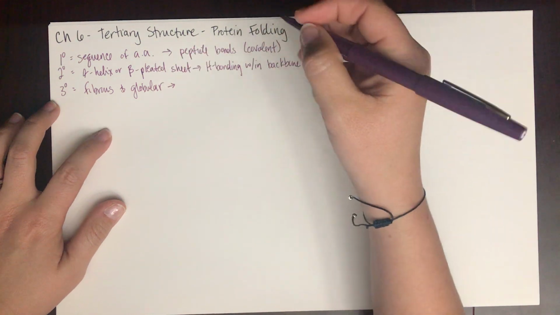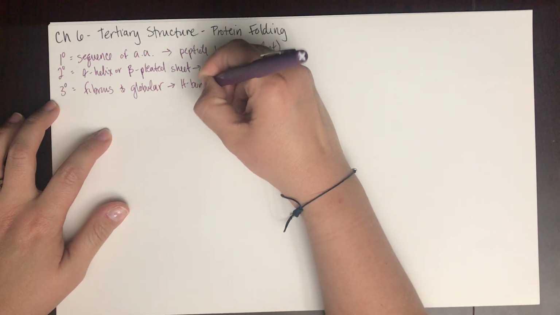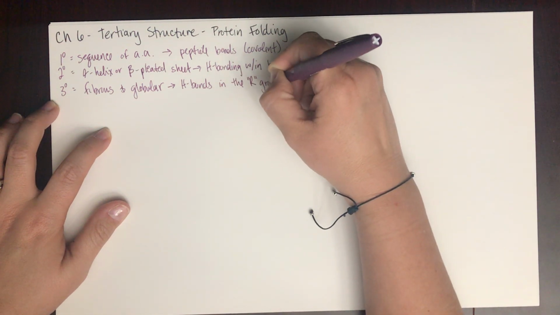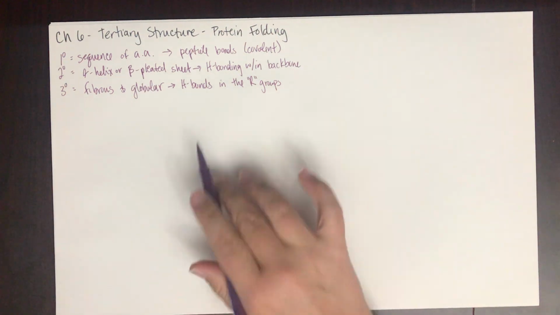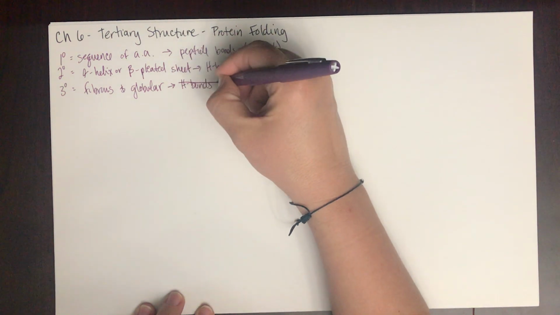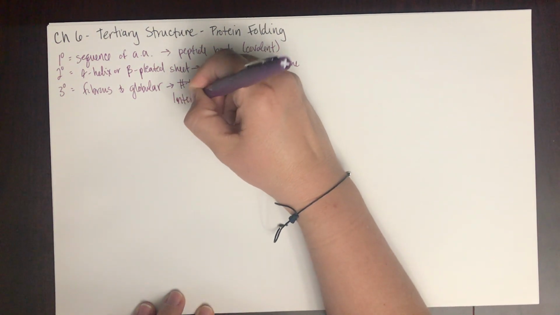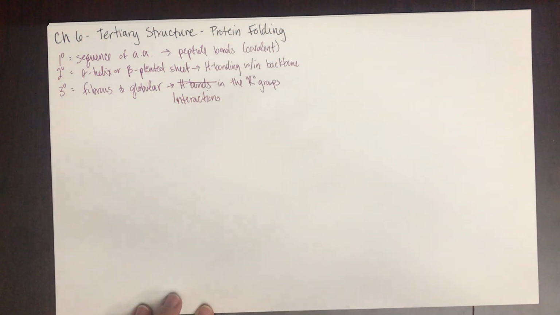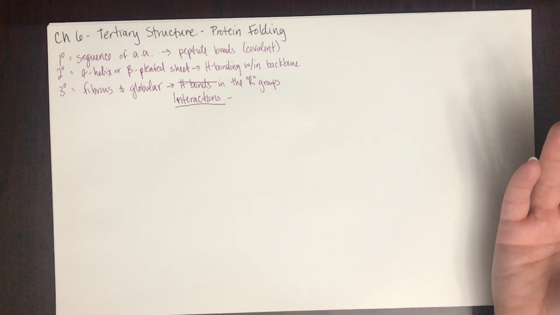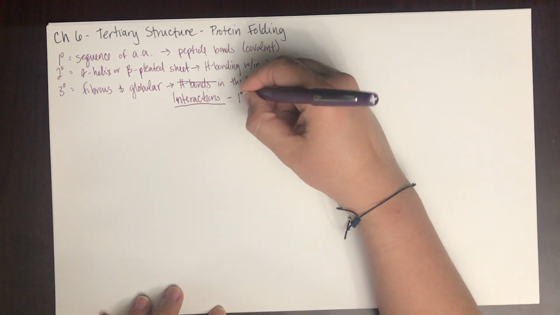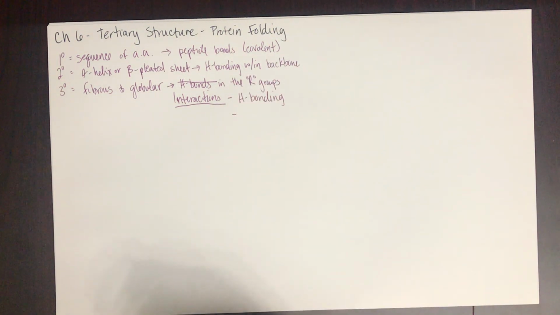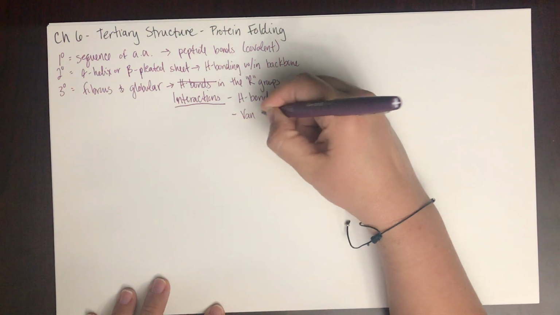And these are held together by hydrogen bonds in the R groups. So all of these are hydrogen bonds. Actually, let's not use hydrogen bonds. Let's say interactions between the R groups. And when we're talking about the types of interactions, the most common interaction between the R groups that we're going to have are hydrogen bonding. But also we're going to have what are called van der Waals interactions.